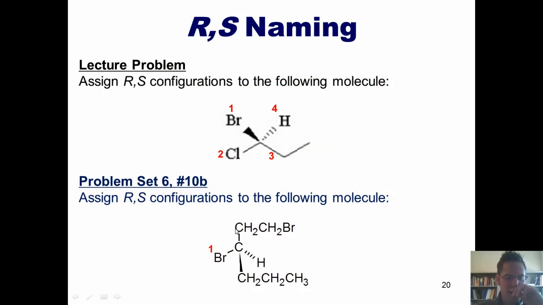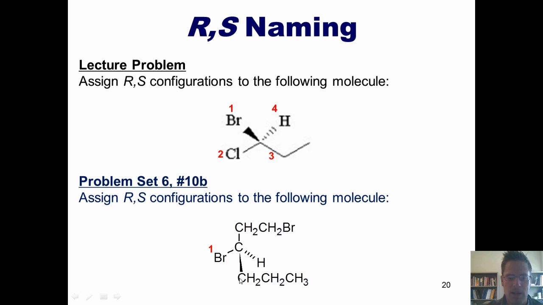Now, what I have left is a carbon, and a hydrogen. The hydrogen is obviously and always going to have the lowest atomic number when we do this, so it will be 4. But what about this carbon and this carbon? Who wins? Well, they have the same atomic number. So I have to go out one more atom until I break the tie.